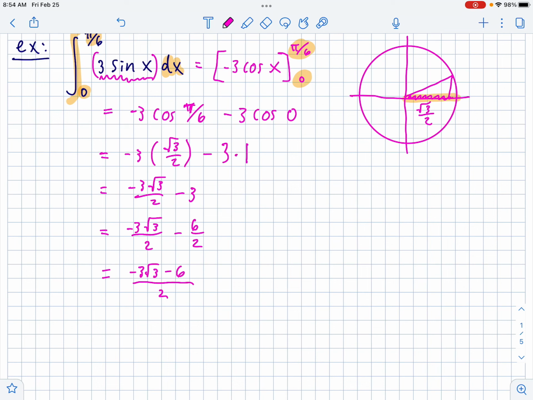Oh, you know what? I messed up a tiny bit. When I plugged in the second part, I forgot that you have to subtract, and there's a negative 3. So it will be minus negative 3 times 1 here, which means this will be a plus 3. So we get that.